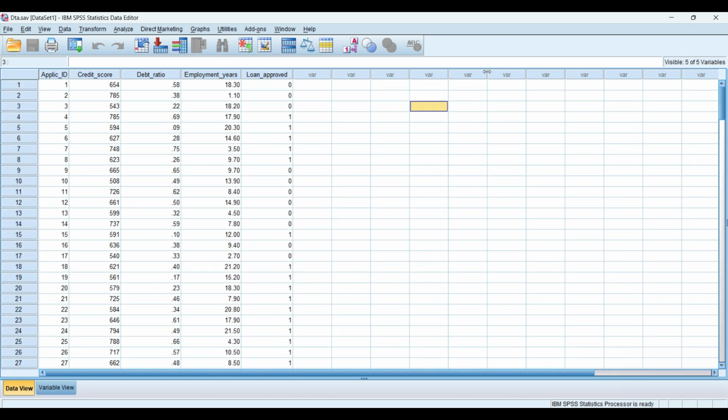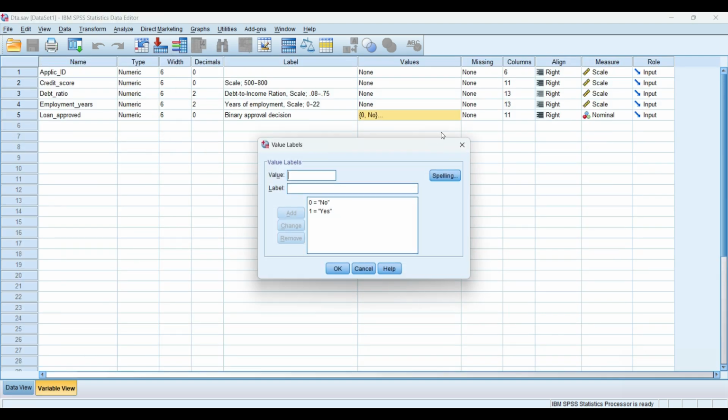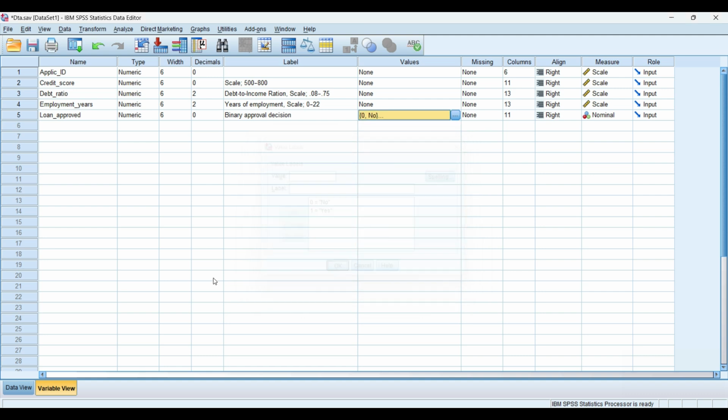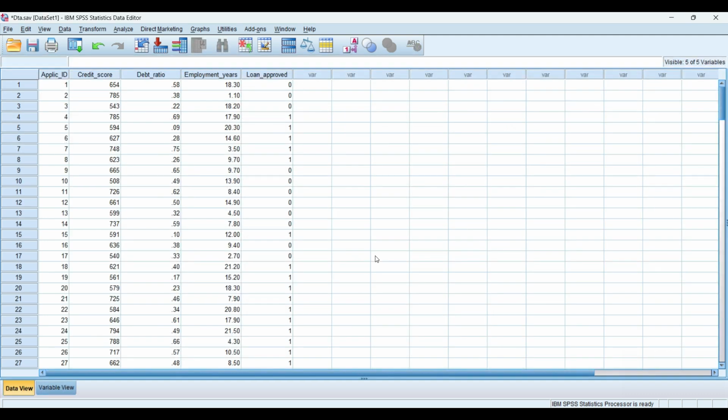180 customers, and we have a dependent variable as loan approval with the dummy values 0 equal to no and yes equal to 1. So in this way we are going to perform the Probit regression in SPSS. We will examine whether debt to income ratio, credit score and employment years significantly predict the probability of loan approval or not.